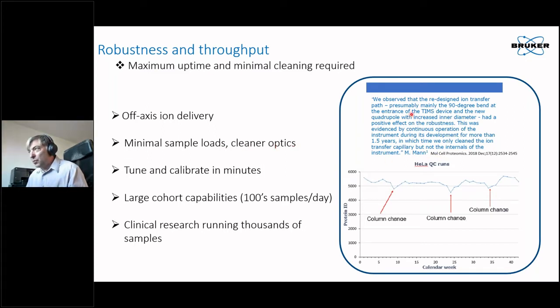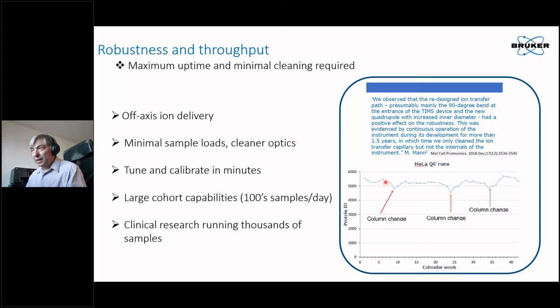And this is from a quote from a paper published in Molecular and Cellular Proteomics by Professor Mann and his coworkers in 2018, after they'd had the instrument for more than a year. And you can see that over the course of a year, this is showing the number of proteins identified from 200 nanograms of HeLa injected on column, and they're always above 5,000 proteins, except for these 3 occasions where they determined that was because they needed a column change. So this quality control metric easily tells you when you need a column change.